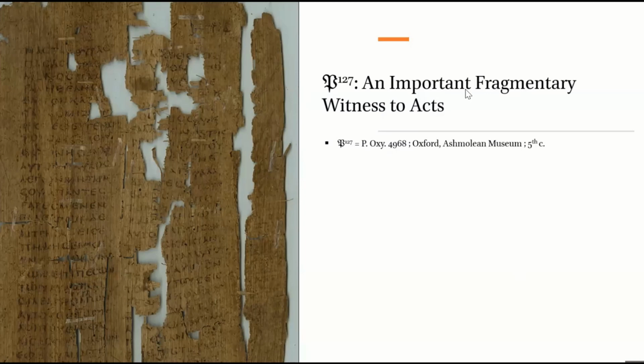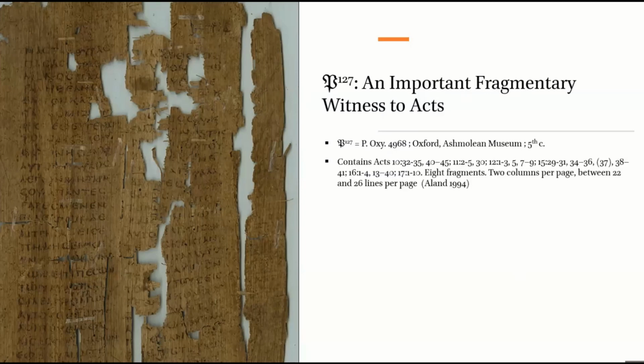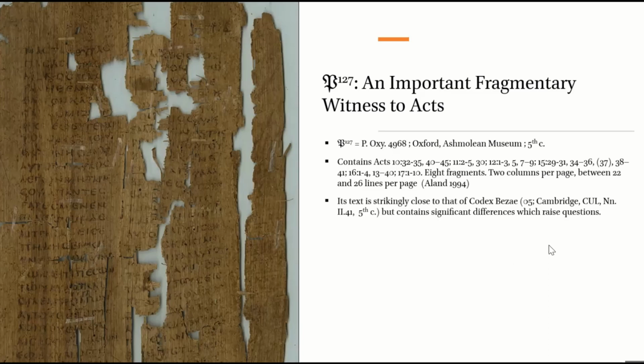It contains a few lines, but to some extent quite extensively, from Acts 10, 11, 12, 15, 16, and 17. And its text is strikingly close to that of Codex Bezae, which is the main representative of the Western text, or the so-called Western text, as we say now. I will refer to Codex Bezae as D5 as customary.